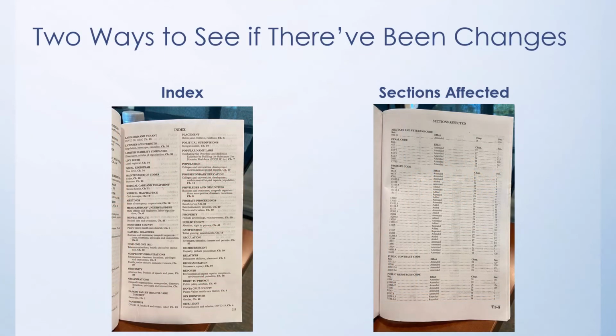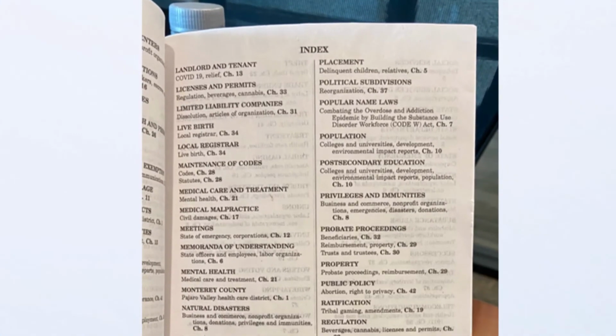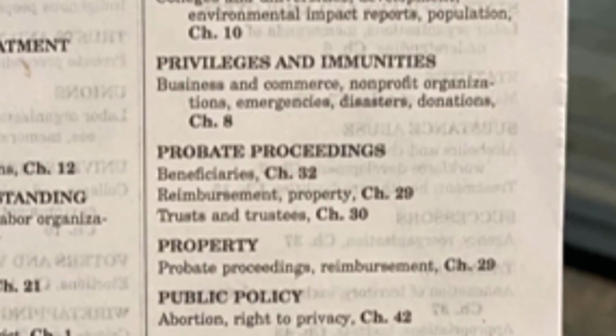There's two ways to find out whether there have been any changes to your section. In the very last volume of that 2022 set, there's an index, and you can go to a relevant search term, in this case probate, and you can look and you can see that there doesn't appear to have been any changes made to a section that would affect us.